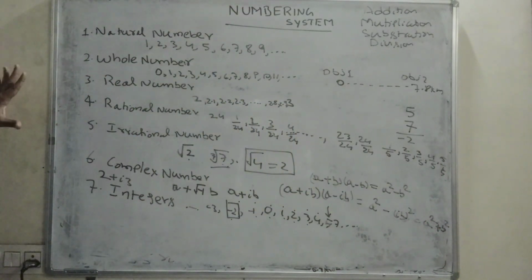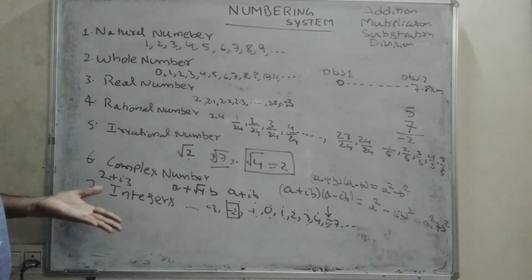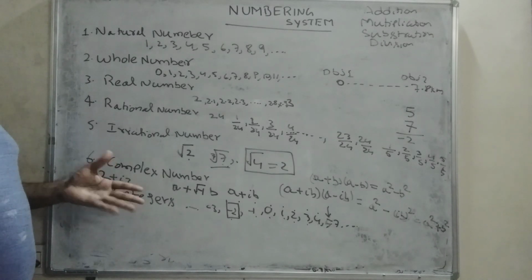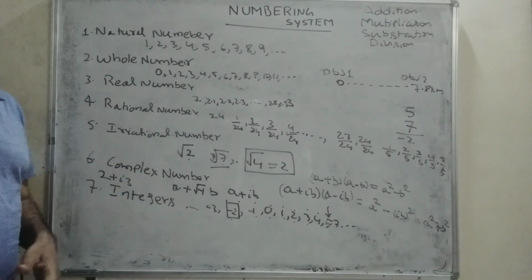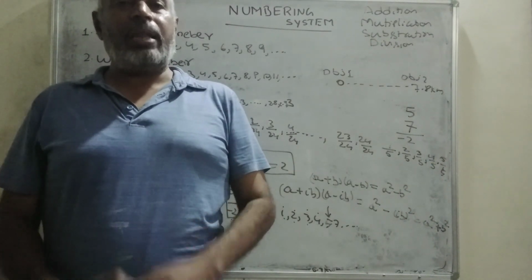So this is all about the different types of numbers. It forms the numbering system. In further discussions, we'll see what different operations we can perform on these numbers. So this is what I would like to say about the numbering system.